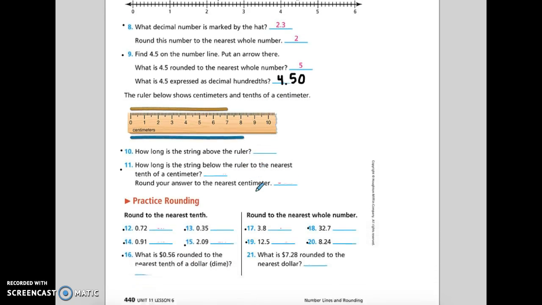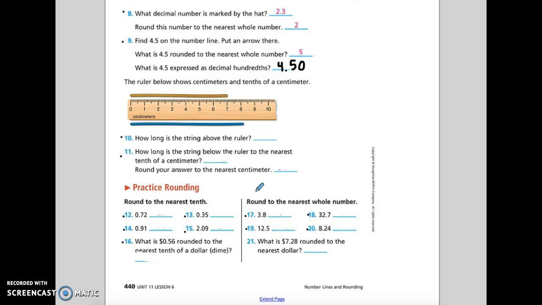All right. The ruler below shows centimeters in tenths of centimeters. All right. So it says, how long is the string above the ruler? So how long is this string? Go and pause the video. If you wrote down 7 centimeters, you were right on.